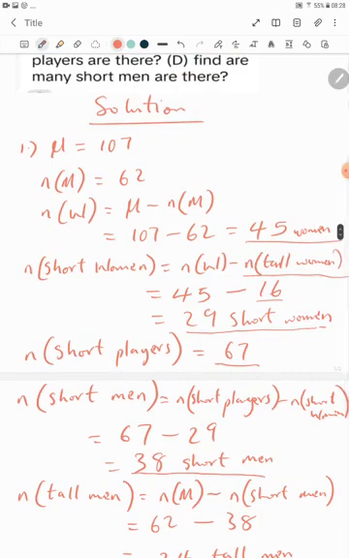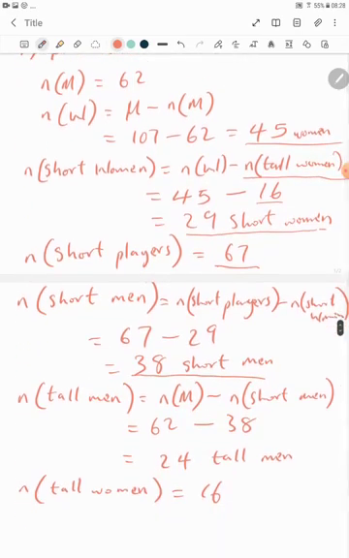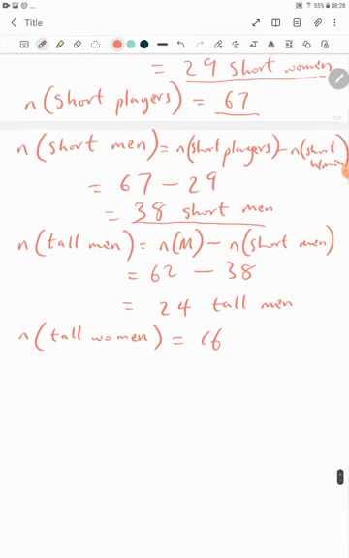So we already have number of men, 62; total number of women, 45; number of short women is 29; number of tall women is 16; total number of short players is 67; number of short men is 38; number of tall men is 24. So let's find the total number of tall players.